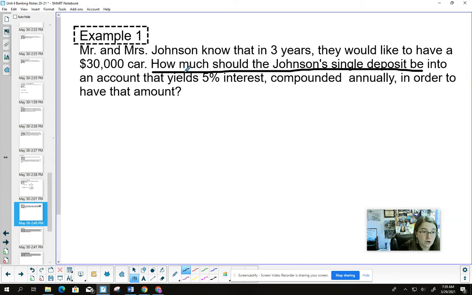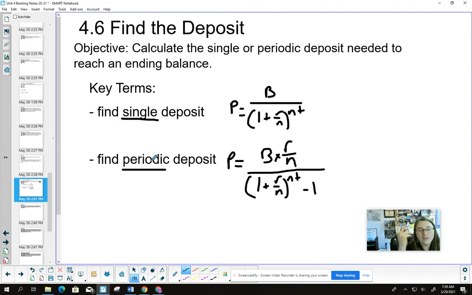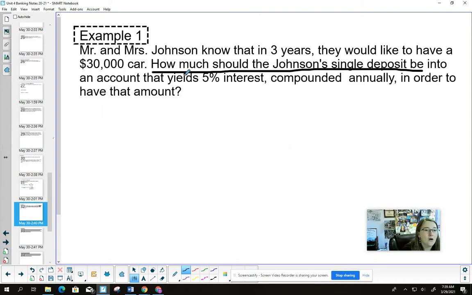Okay, so here's the whole question. Here's how we know which formula it's going to be. It says, how much should the Johnson's single deposit be? So of our two choices, what are they asking us to find? The single deposit or the periodic deposit? A single deposit, because it says, how much should the Johnson's single deposit be? So this is the title of the formula we're going to use. They are asking us to find the single deposit.